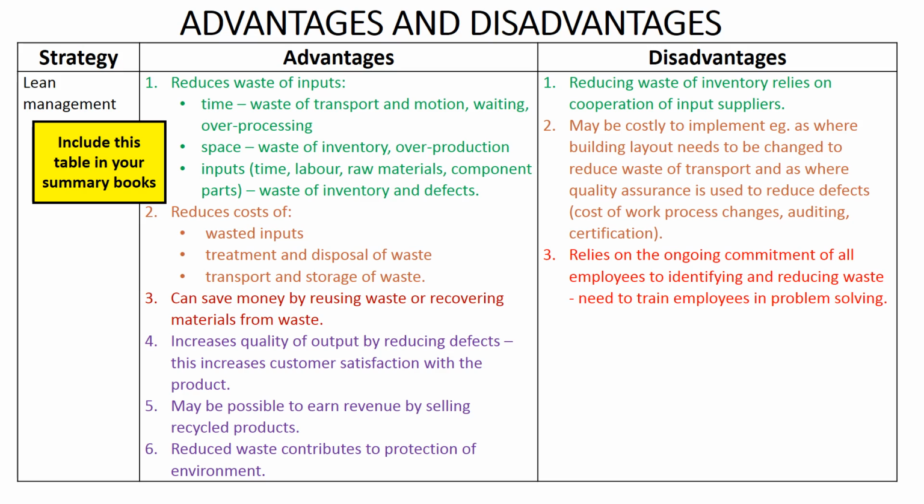A significant advantage of lean management is that, as I've just described in the context of TIMWOOD, it reduces the waste of inputs. Reducing the waste of transport, the waste of motion, waiting and over-processing reduces the waste of time, which is a valuable input. Reducing the waste of inventory and overproduction reduces the waste of space, which is another valuable input. And reducing the waste of inventory and defects reduces the waste of inputs such as time, labour, raw materials and component parts.